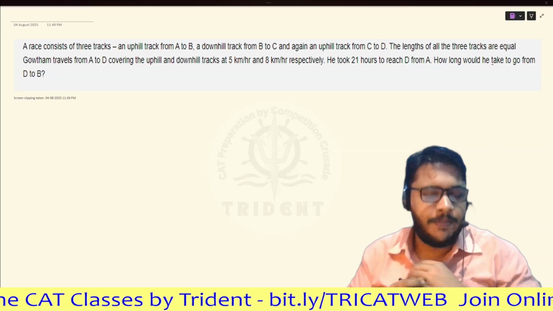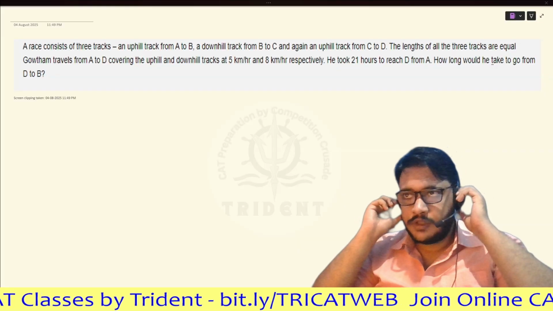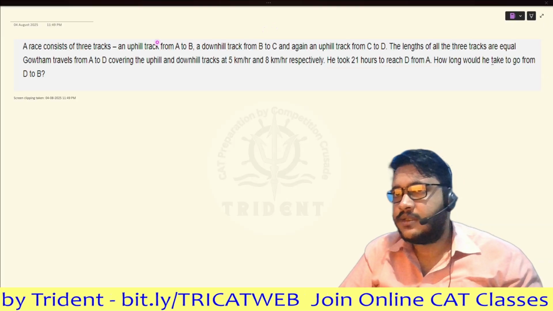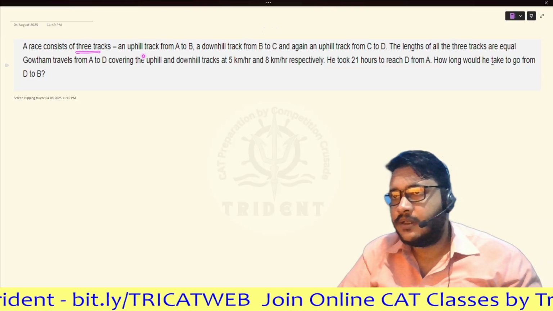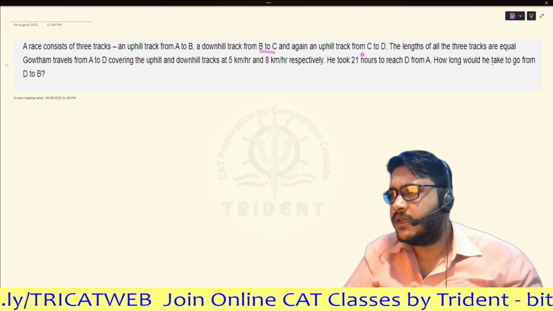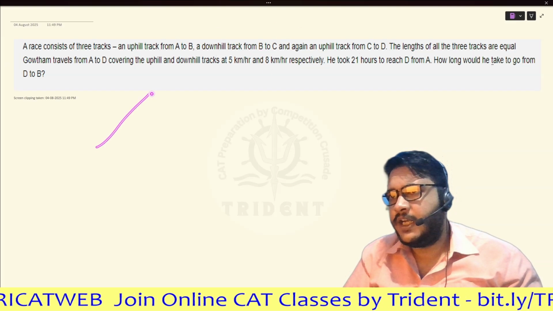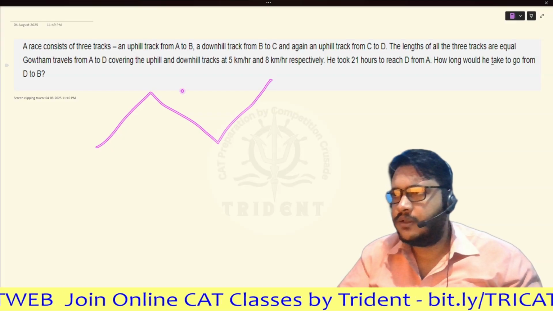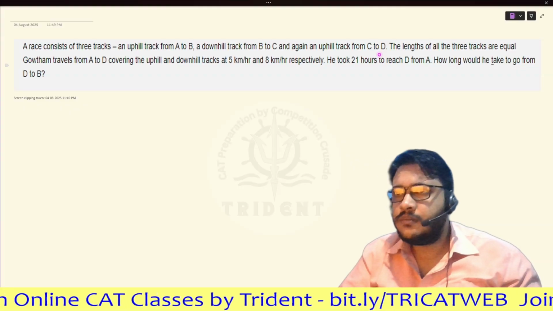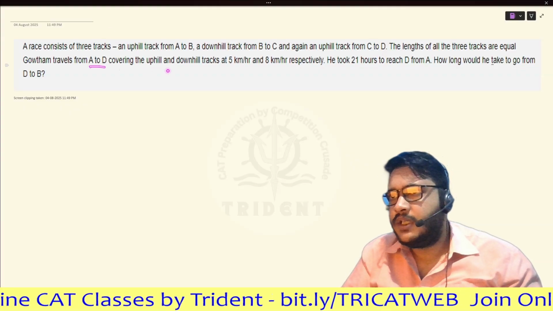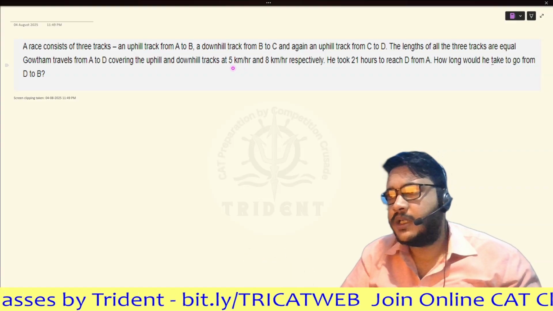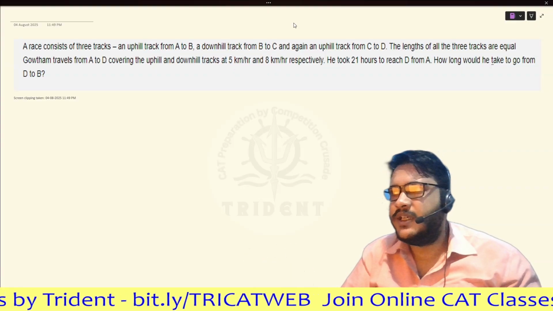Okay. The first question says a race consists of three tracks: uphill track from A to B, downhill from B to C, and again an uphill from C to D. So A to B, B to C, C to D, something like that. The length of all the three tracks are equal. Gautam travels from A to D, covering the uphill and downhill tracks at the speed of 5 kilometers per hour, 8 kilometers per hour. Seems like a very easy question.